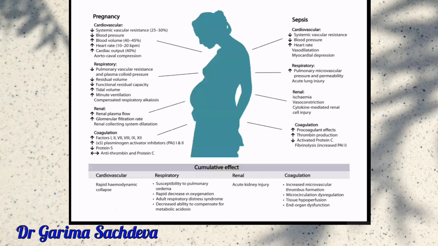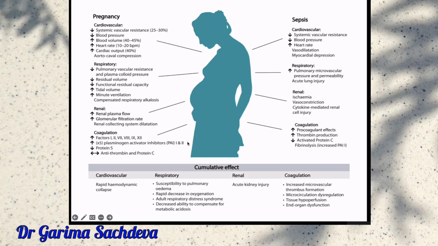In pregnancies, there are some physiological changes, and these physiological changes mimic the signs and symptoms of sepsis. Like in pregnancy, normally there is hypotension, systemic vascular resistance decreases, blood pressure decreases. So this hypotension is also there in sepsis. Heart rate increases during pregnancy, blood volume increases. Respiratory rate, there is some sort of respiratory difficulty in pregnancy because the diaphragm moves up. So there are respiratory symptoms in sepsis.